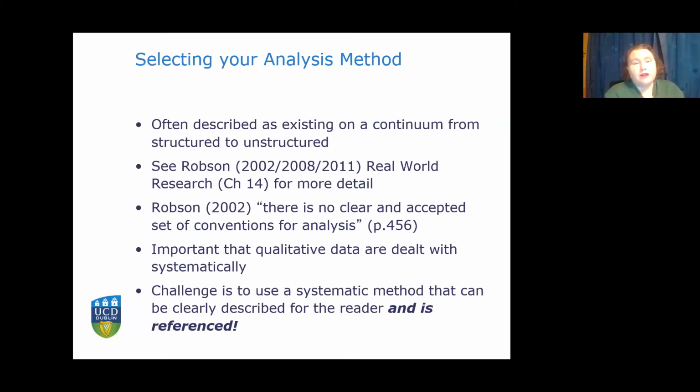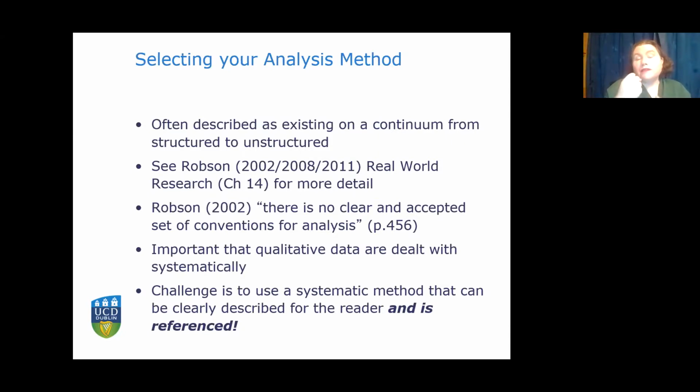I'm a big fan of Colin Robson's Real World Research, and he goes into nice detail about different methods. But one of the points that I'm struck by from him is that there's no clear and accepted set of conventions for analysis. So when you're designing a qualitative study, you know that you have to deal with the data systematically, and you know that you have to be able to describe that method for the reader. For an article, you're having to do all of that, again, with a handful of words.